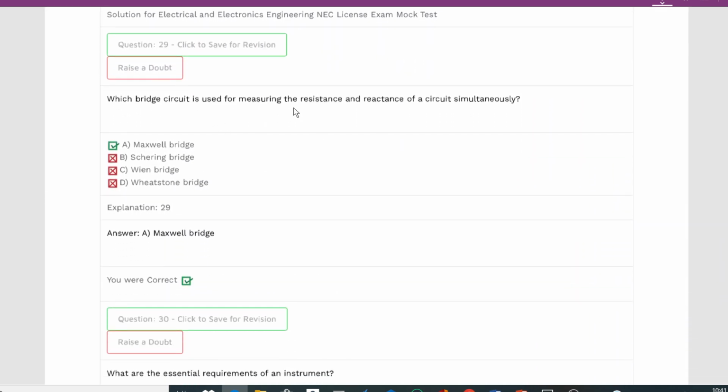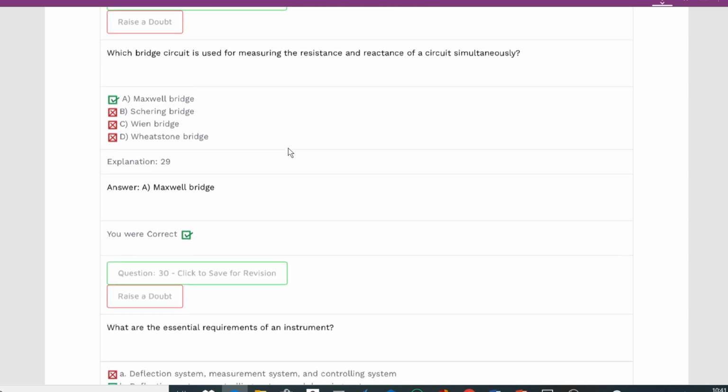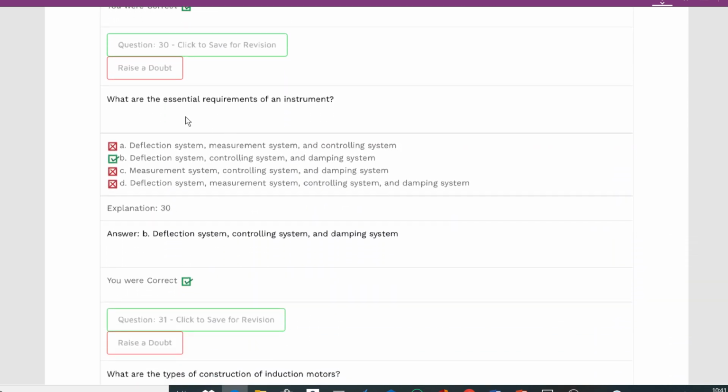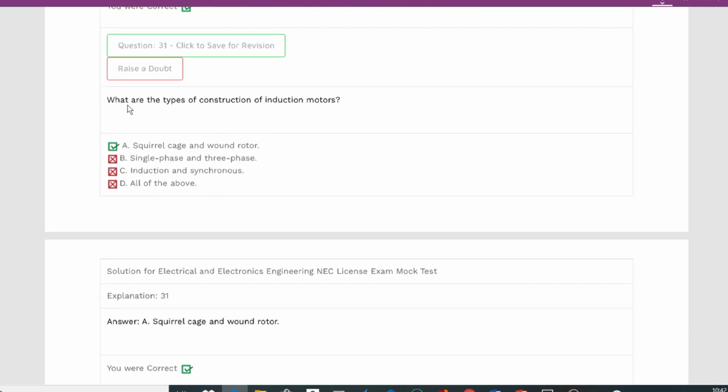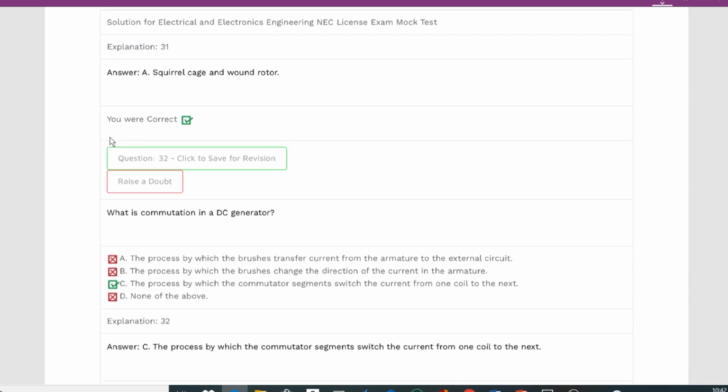Now which bridge circuit is used for measuring the resistance and reactance of a circuit simultaneously? Maxwell bridge is used to measure the resistance and reactance of the circuit simultaneously. Now what are the essential requirements of an instrument? The essential requirements of an instrument are deflecting system, controlling system and damping system. And what are the types of constructions of induction motors? Squirrel cage and wound rotor are the types of constructions of induction motors. So option A is correct here.